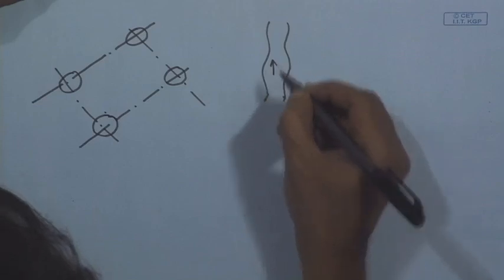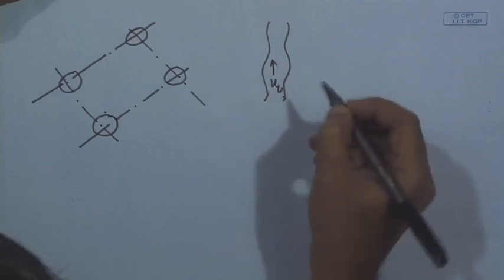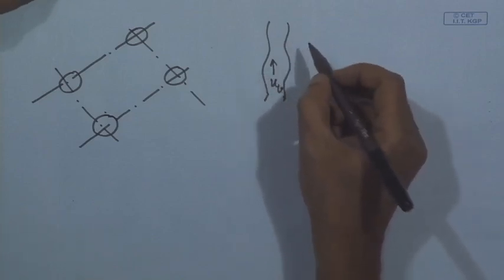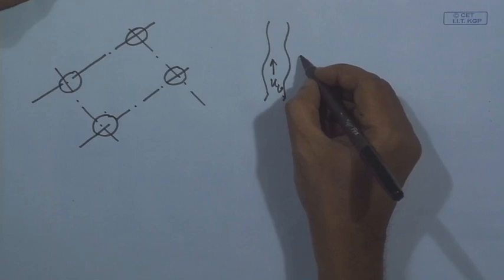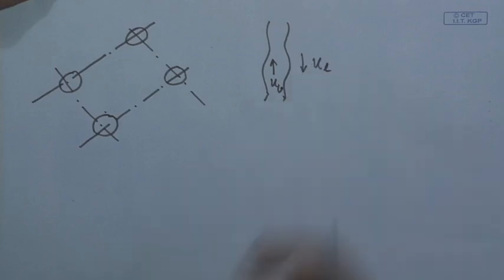Now, here the vapor is moving in the upward direction. So, we can call it UV, vapor velocity UV. As the vapor is moving in the upward direction, to replenish that, the liquid has to come down in the downward direction. We can call it UL. And we know that Kelvin-Helmholtz instability is dependent on the relative velocity between these two parallel streams.